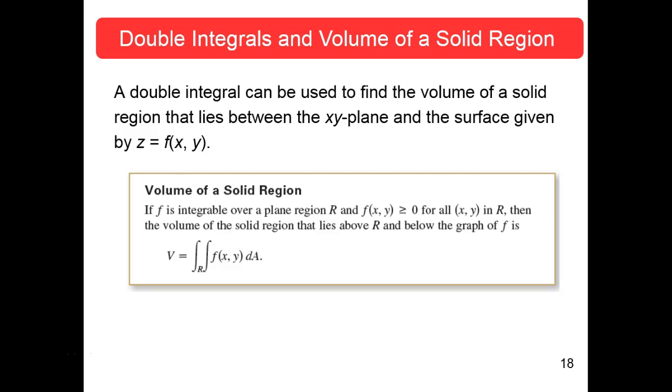A double integral can be used to find the volume of a solid region that lies between the xy plane and the surface z equals f(x,y). So here's what it is. If f is integrable over a plane region R, and f(x,y) is always greater than or equal to 0 on those xy values in R, then the volume of the solid region that lies above R, below the graph, is the double integral over R of f(x,y) dA, where dA is usually dx dy. Not always, but quite often, dx dy.